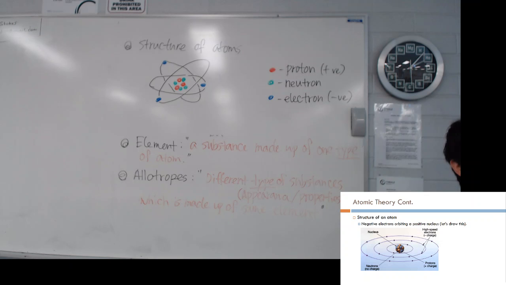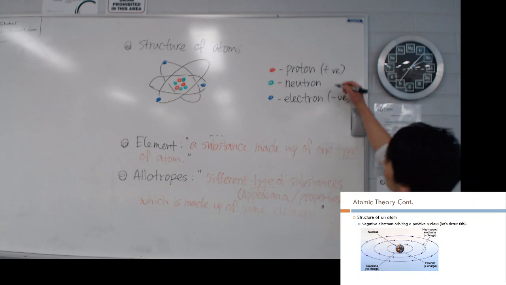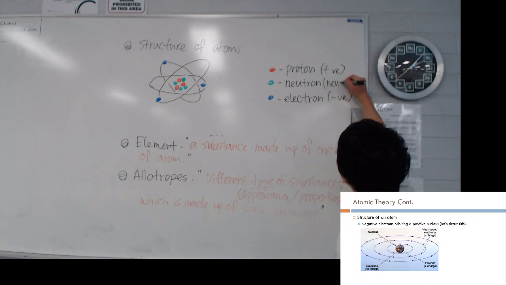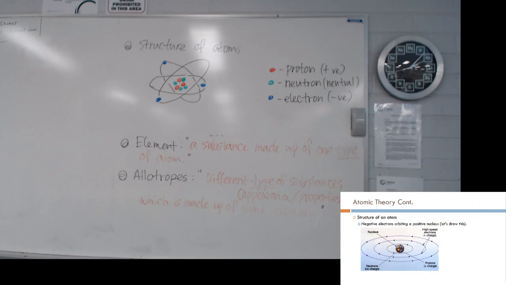Does anybody know the charge of neutron? Neutral, isn't it? That's why it's called neutral. Electron is the only one that doesn't give it away. It depends on the group. Electrons can be given off really easily by some elements, as you will learn. We'll talk about that as a class.